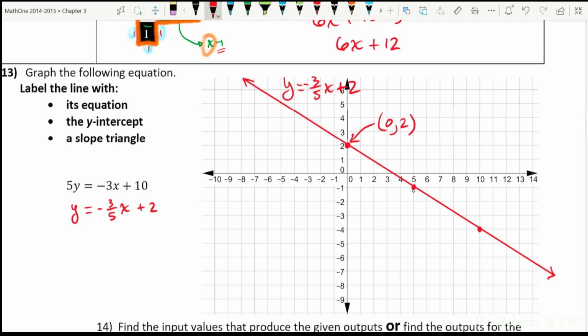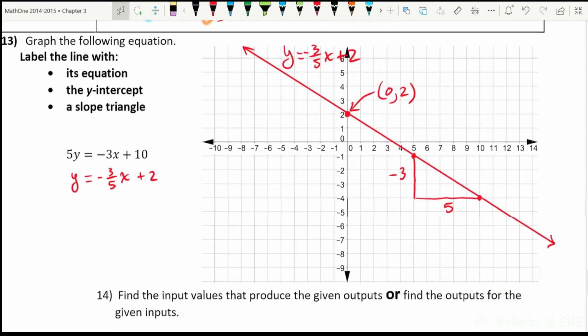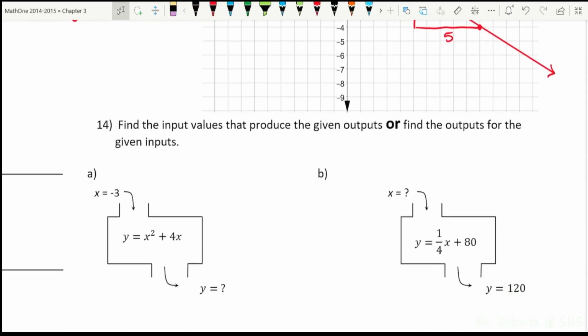And then finally a slope triangle. I'll put this one right here. So I'm going to go, this is down 3 units. And then it's over to the right 1, 2, 3, 4, 5 units. There's a slope triangle. So that's everything that was required for this problem. I believe we are on to our last problem.